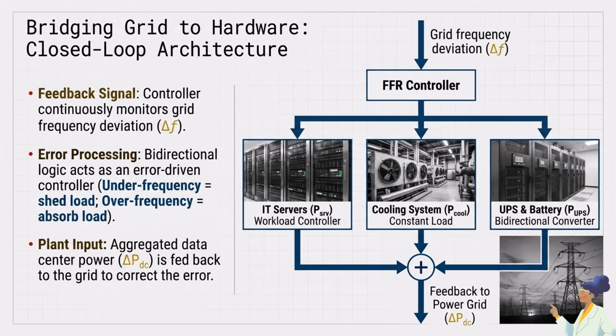If there is an under-frequency event, delta F is negative. The controller acts to shed the IT load and discharge the UPS. If it's an over-frequency event, it absorbs load and recharges the UPS. The output of the controller, which is the aggregated change in data center power, delta P_DC, is then fed back into the power grid to counteract the initial disturbance. This closes the loop.